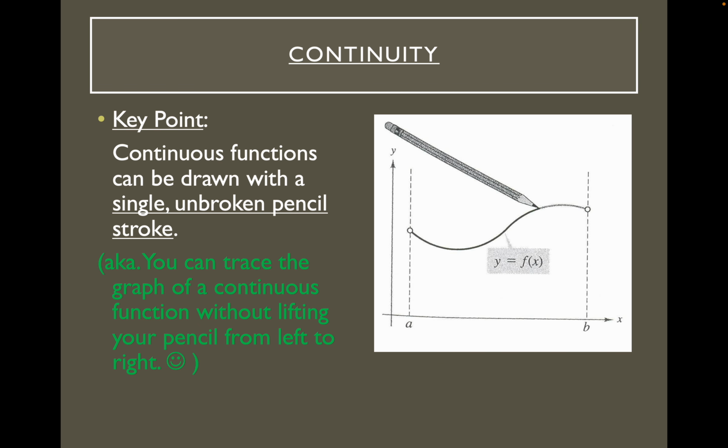Now, the picture is very simple. When there is a picture, the answer is in the picture. So if you can trace the graph of a continuous function from left to right without lifting your pencil, that function is continuous. Which means we don't see any open holes, no gap, no break, no jump, okay?